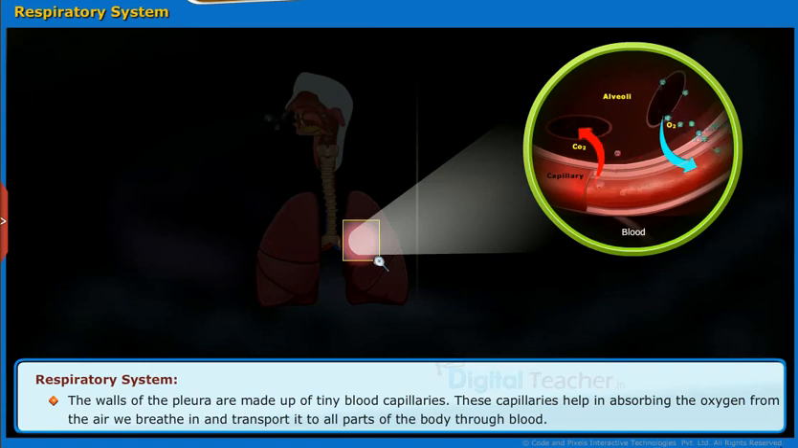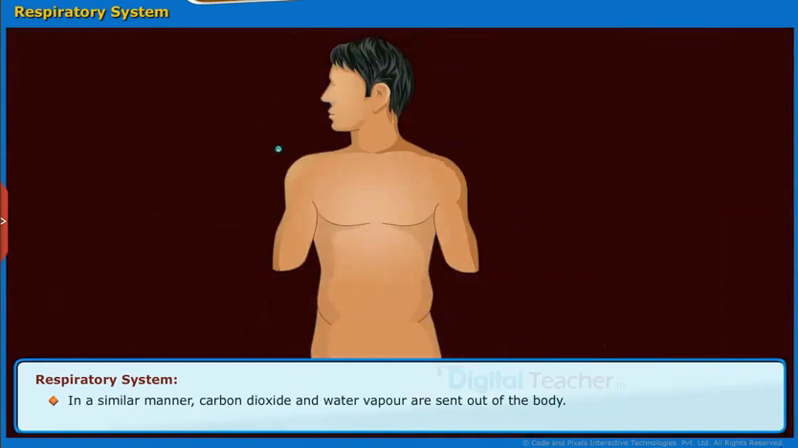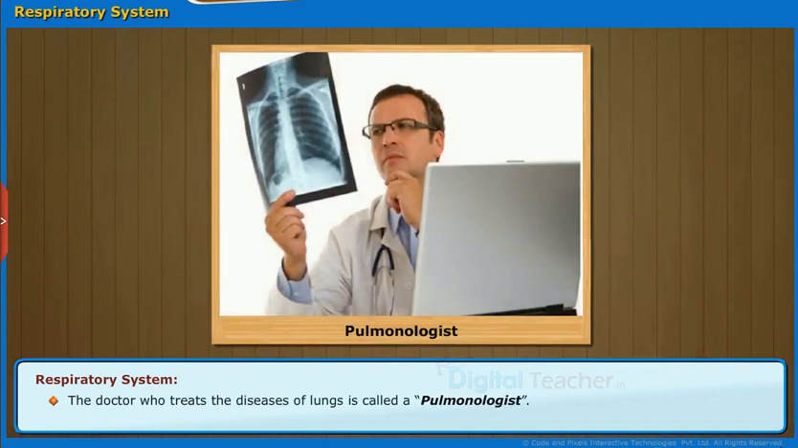These capillaries help in absorbing the oxygen from the air we breathe in and transport it to all parts of the body through blood. In a similar manner, carbon dioxide and water vapor are sent out of the body. The doctor who treats the disease of lungs is called a pulmonologist.